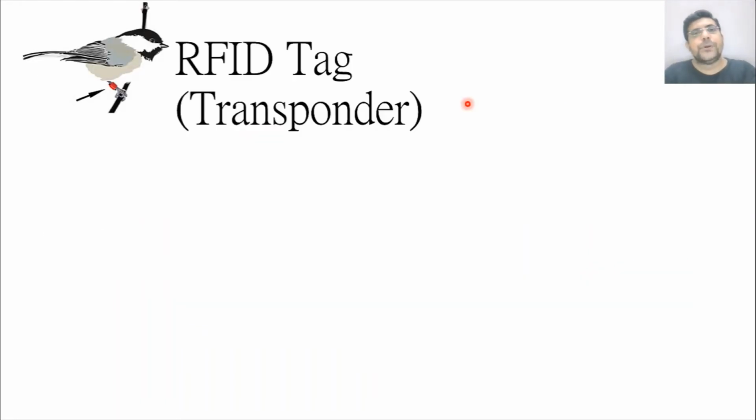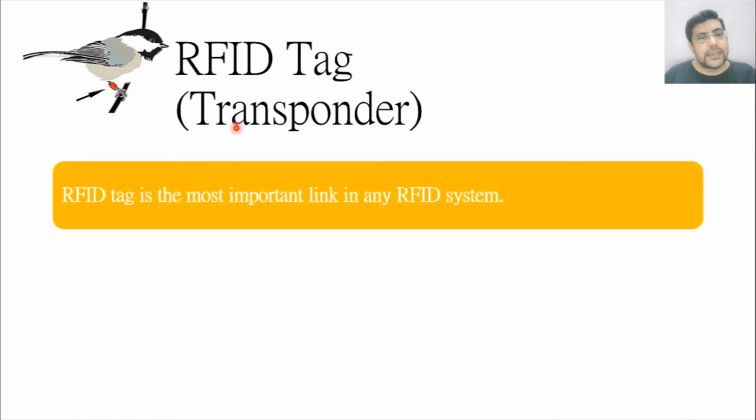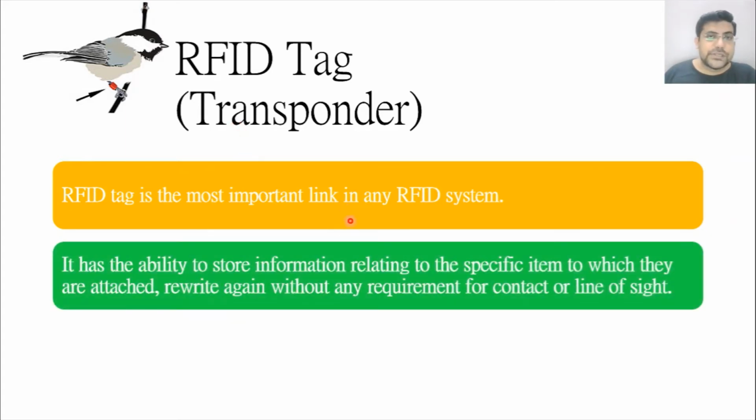In the last episode, I asked what is ID in RFID. So the transponder or tag is the ID in RFID. We have discussed the radio frequency, and identification is the tag. Tag is the most important link in any RFID system. Now I need your concentration on this point. It has the ability to store information relating to the specific item to which it is attached.